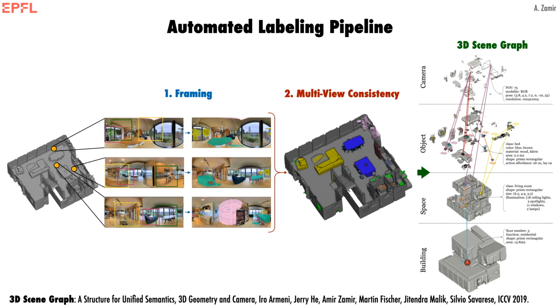Since the data is in the form of equirectangulars, you can find the frame, and then it's up to you to find the frame that maximizes the performance of Mask R-CNN. So that's the first step that we did, framing.